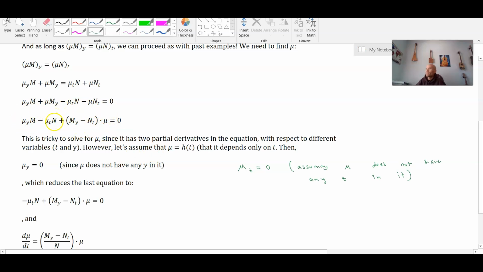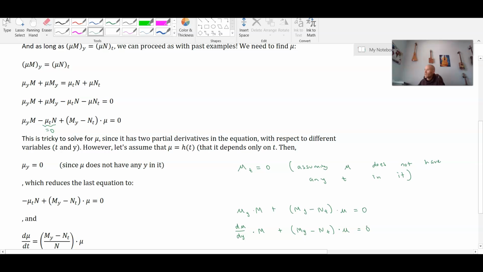And in this case, if mu sub t is equal to 0, then this term right here will equal 0. And that still suffices because then we'll get mu sub y times M plus (M sub y minus N sub t) times mu is equal to 0. And this still allows us to subsequently solve for mu with respect to y. This is simply d mu dy times M plus (M_y minus N_t) times mu is equal to 0.